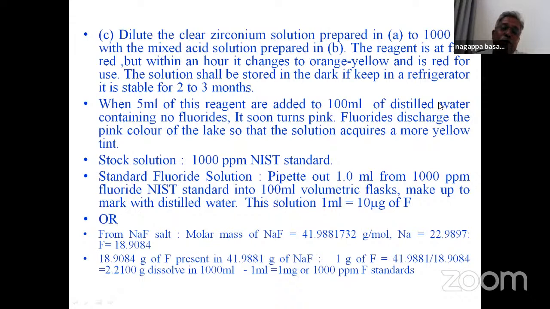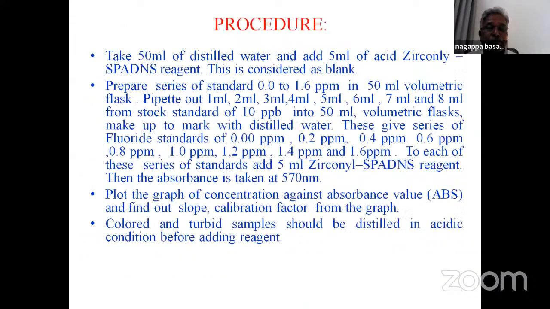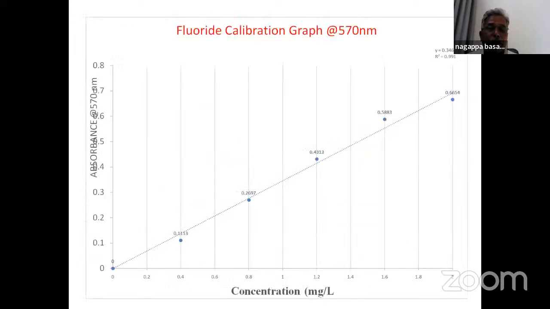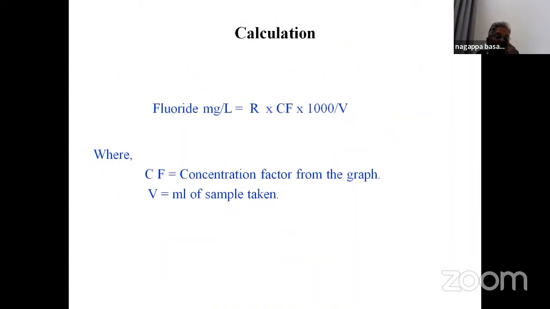We take a sample of 50 ml or 100 ml, a series of samples, and add 5 ml of the SPADNS reagent. If the fluoride content is increasing, the intensity of the color is decreasing. Generally, we take NIST standard as the fluoride standard for the standardization process. After standardization, measure the fluoride content in the given water samples and plot a curve, concentration versus absorbance, using the spectrophotometer. Calculate the slope and use the slope for the calculation of the fluoride.